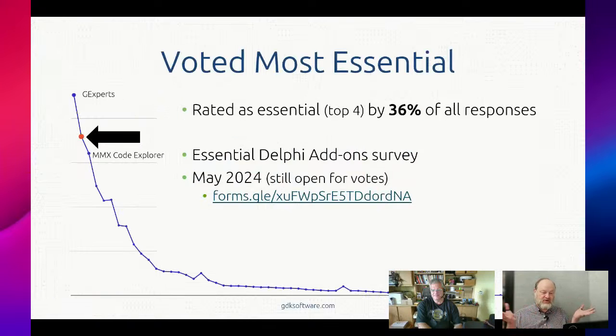So I did the most essential Delphi add-ins back in May. Voting's still open, so if you want to vote, you can, although the few votes trickling in haven't really changed anything. The top 3: GExperts was number 1, number 2 was FastMM, and number 3 is MMX Code Explorer, which I'm planning to do a webinar on later. 36% of all respondents voted for FastMM in their top 4. Interestingly, FastMM was consistently number 2 or number 3 in the votes, and GExperts and MMX Code Explorer were typically in first place.